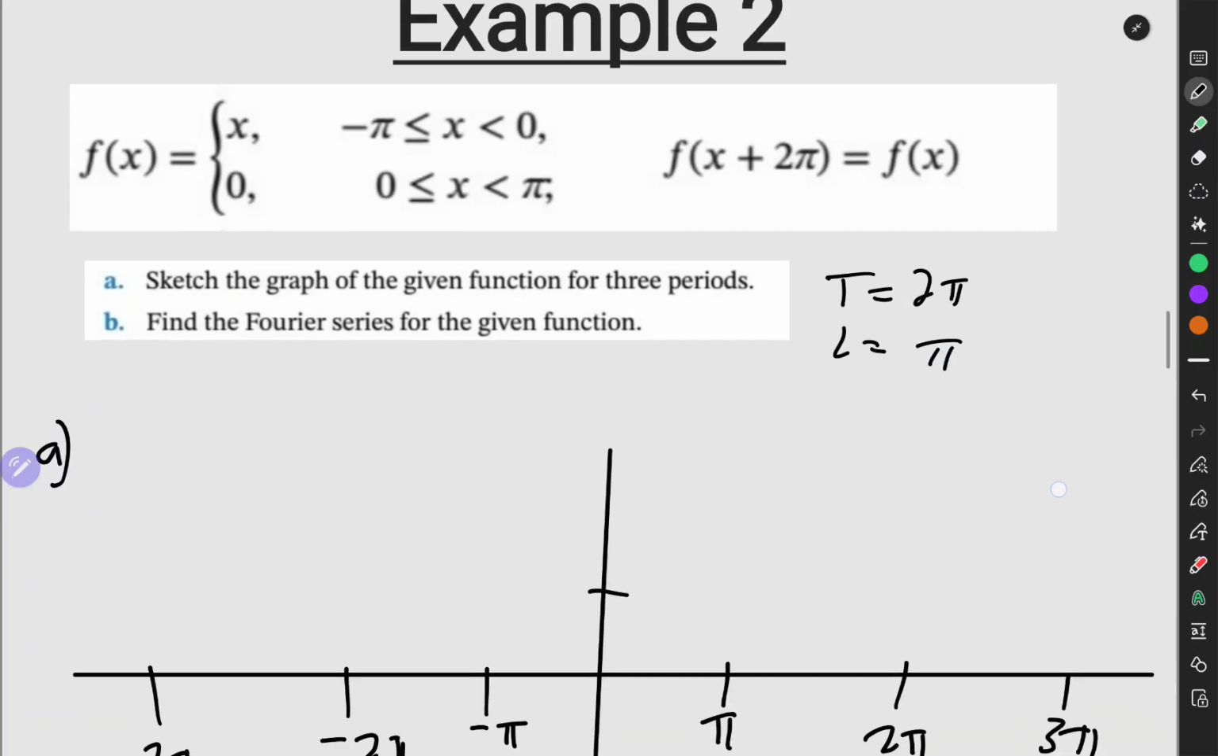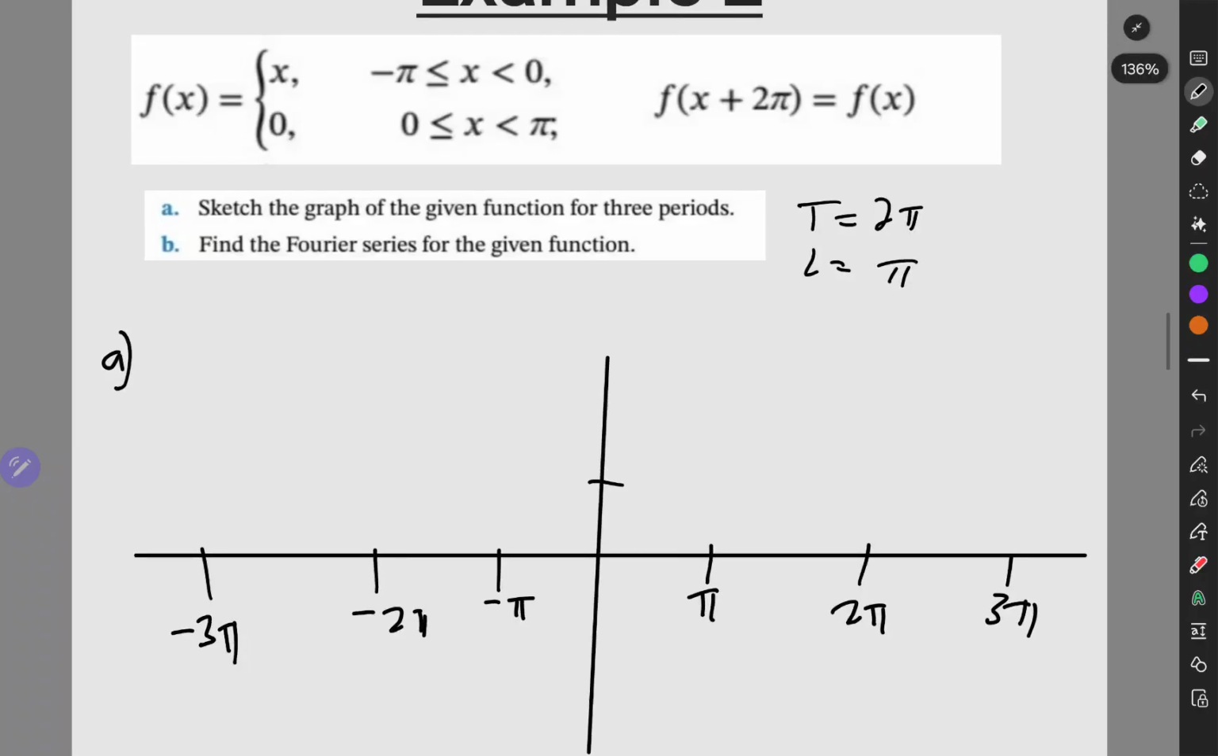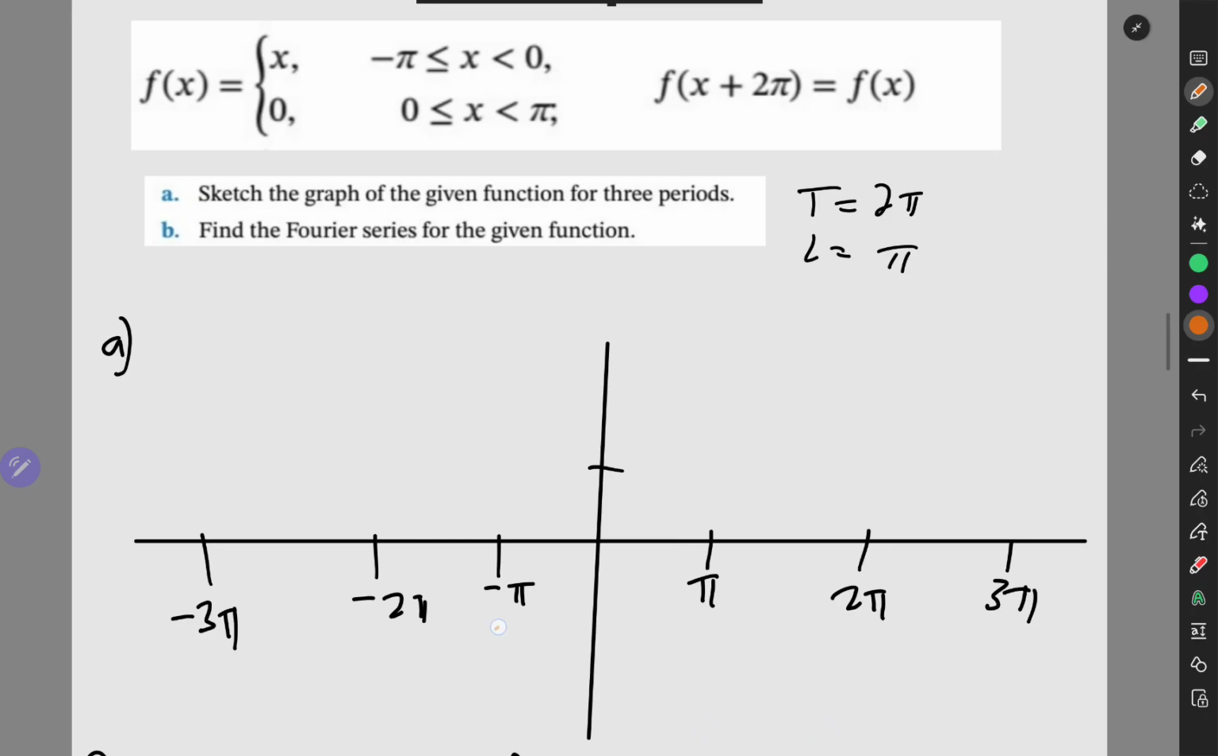We now want to sketch the graph of this function. From negative pi to 0, we have x, which looks like this: we should start here and go up to here. And then from 0 to pi, it is 0.